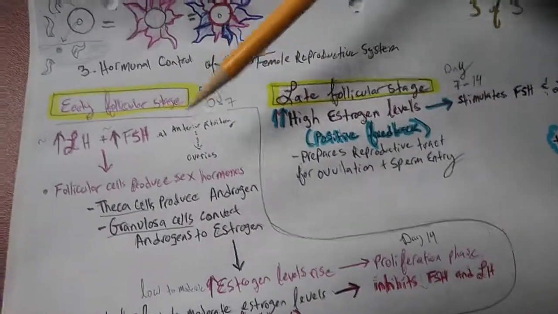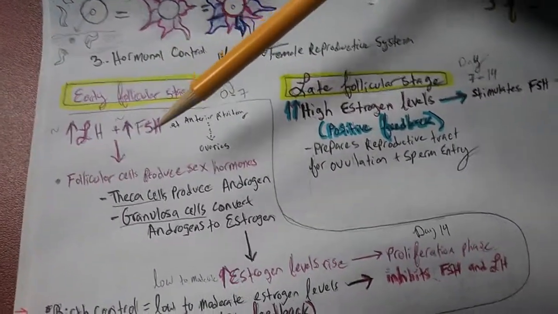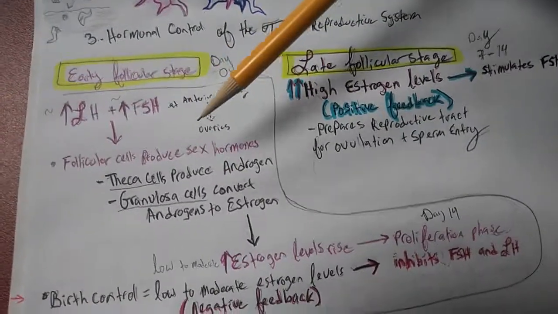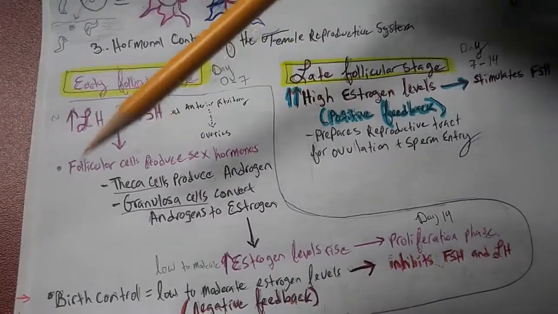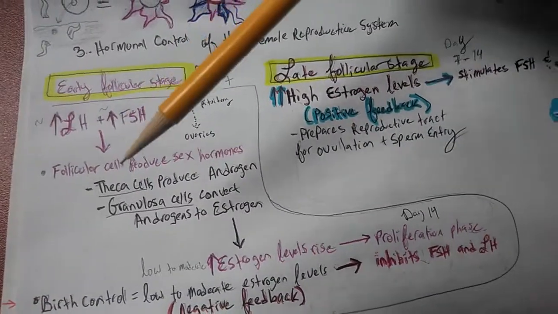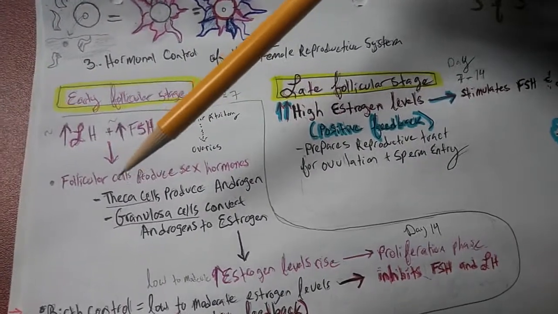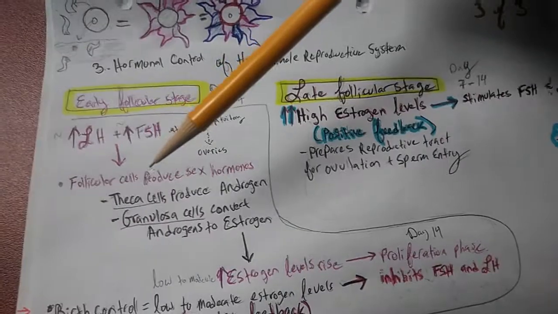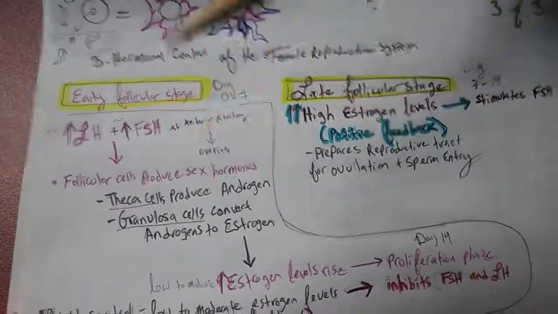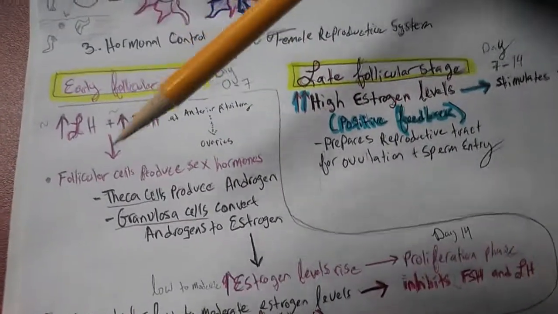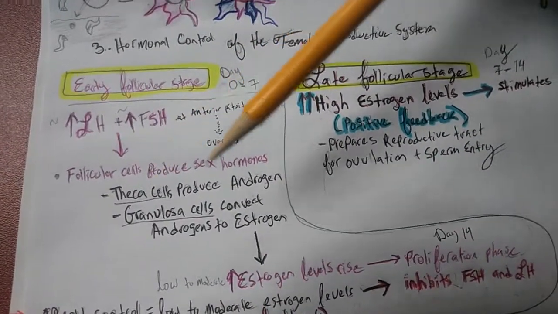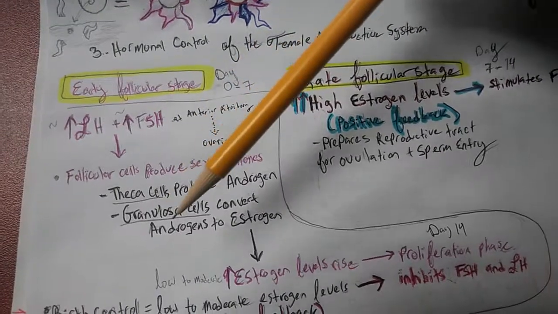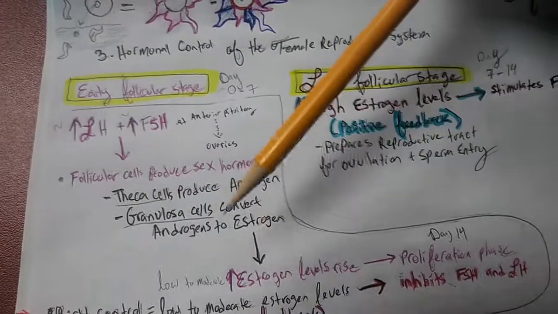This is occurring in the anterior pituitary. And when it reaches the ovaries, we basically have the follicular cells, which produce sex hormones. Follicular cells is just a broad term. You could think back to the glial cells of the central nervous system. That's a broad term, with four to five types like the astrocyte, and so on. This is another example of that. The subtypes are the theca cells, which produce androgen, and the granulosa cells, which convert the androgens to estrogen.